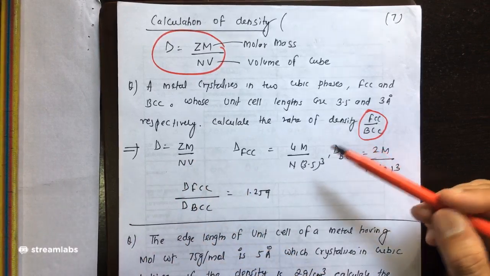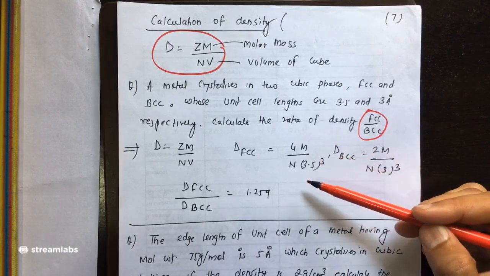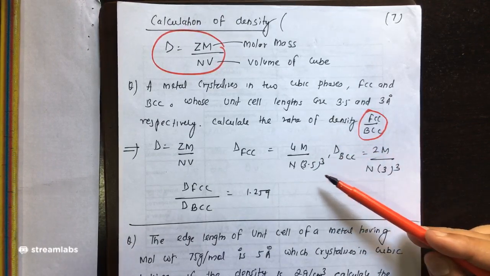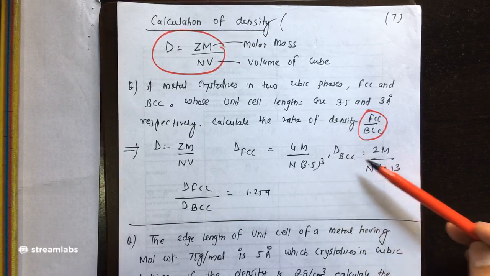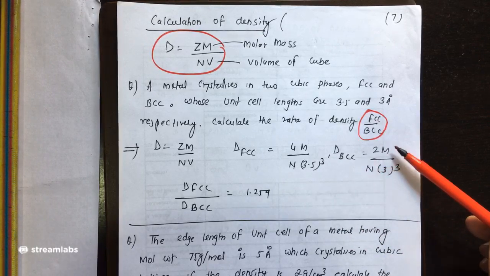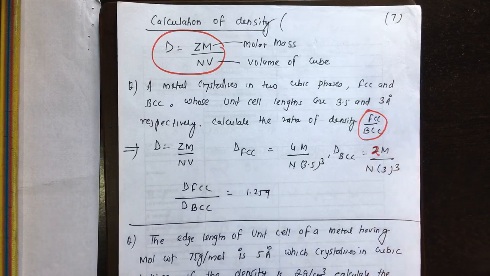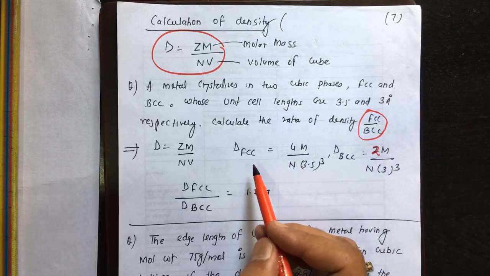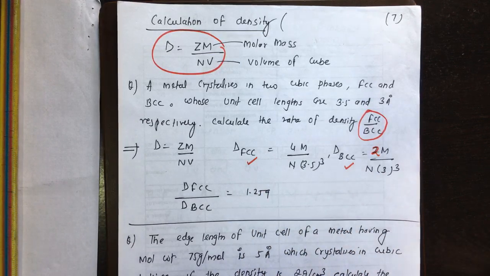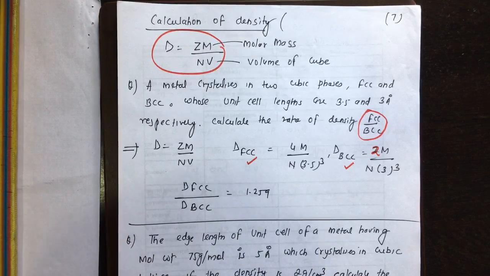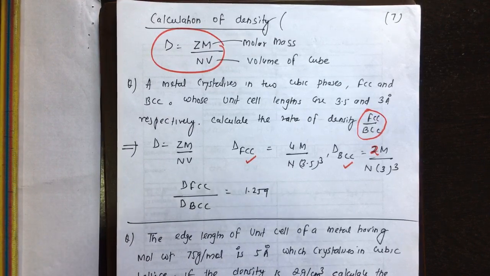Unit cell content is 4. So 4 into molar mass upon N, and the edge length you know, a cube, so 3.5 to the power 3. Density of BCC is the same thing, ZM by N, 3 to the power 3. So this Z is taken to be 2. I am taking it as 2. Now this is the density of FCC, this is the density of BCC. Take it on the ratio side, and you will get nearly 1.259 as the answer to the question. I hope everybody is clear.